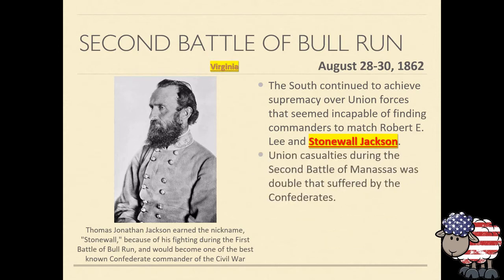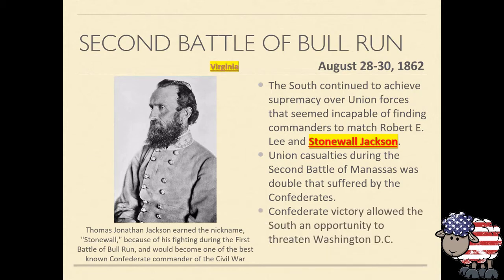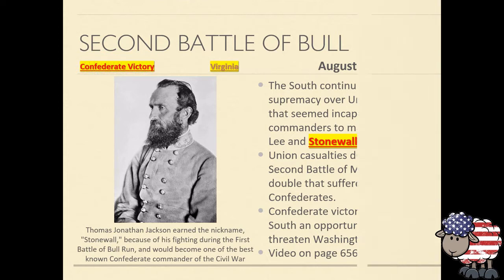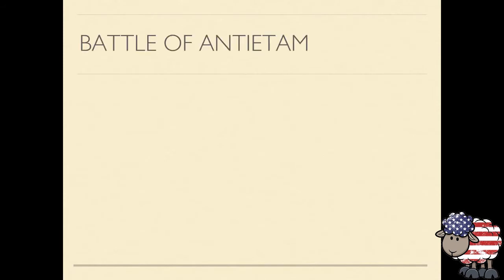The North suffers twice the casualties of the South in the Second Battle of Manassas, and it allowed the South an opportunity to threaten the capital in Washington, D.C. So Stonewall Jackson is significant because of that, and because of his leadership during the Second Battle of Bull Run, the South is victorious. Now, the Battle of Antietam.